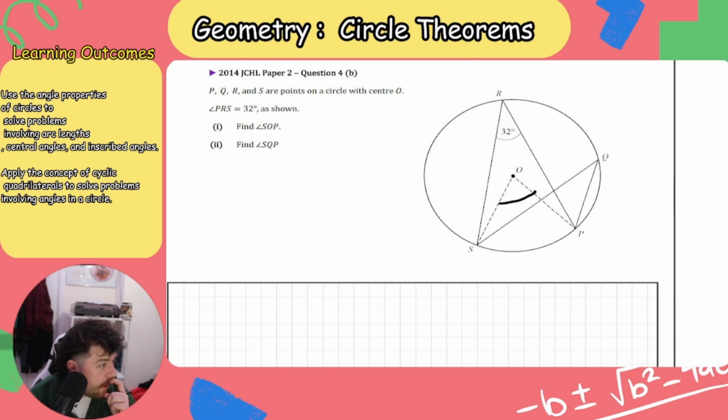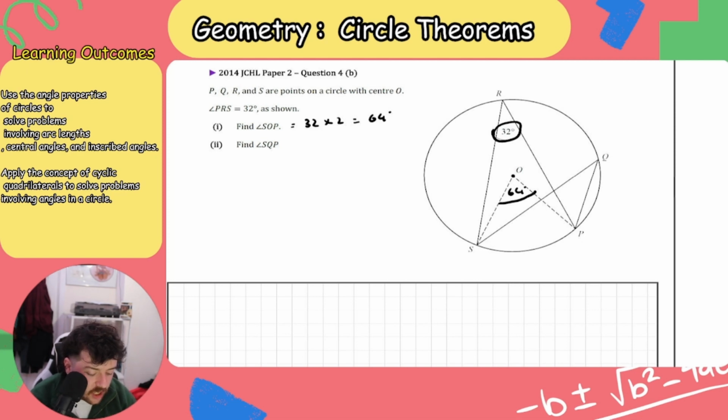Well, what do we know about angles at a center? It's going to be double the angle made on the same arc anywhere on the circle. So that's going to be double 32, so 32 times 2, which is going to be 64 degrees, because it's double that 32 there.